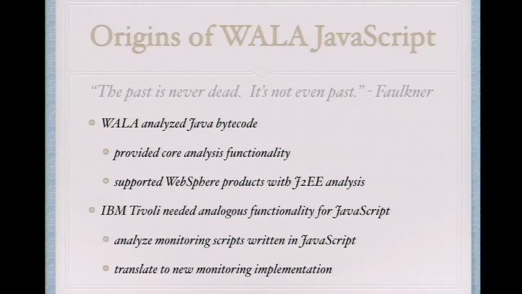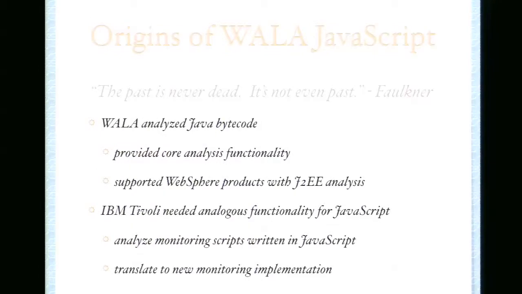So we ended up thinking we would need to build infrastructure, and we had a bunch of stuff already with Walla, and we were trying to reuse it. I want to talk a little bit about what they wanted to do with JavaScript. They wanted to analyze monitoring scripts. One of Tivoli's products is IBM Tivoli Monitoring, and it runs on your system, and every once in a while, it wakes up and says, has something crashed? Has it run out of memory? Has it rebooted recently? It will send messages if these things happen. What they wanted to do was provide tooling for migrating monitoring scripts written in JavaScript to a new model.